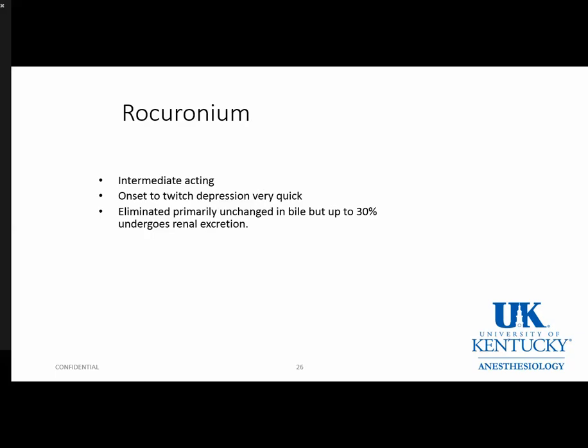Rocuronium is the drug that we're most commonly familiar with. It was an important addition to the class of non-depolarizing neuromuscular blockers because of its rapid onset, and that is an important contribution of this drug to this class of drugs. It's intermediate acting, eliminated primarily unchanged in bile, but up to 30% undergoes renal excretion.